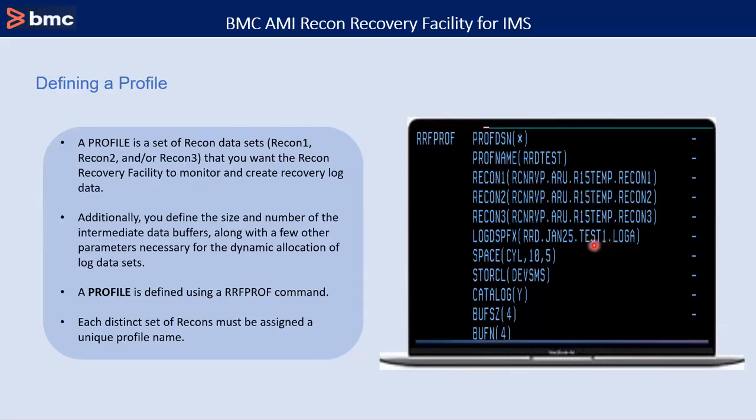And you specify the allocation parameters, the space. If you have any SMS parameters, you can specify it in the profile definition. And the last two parameters in that diagram are the buffer size and buffer number. The buffer size is that shared data buffer we looked at earlier. So you specify the size of it in megabytes. So when you say buffer size 4, it's 4 MB. And you are requesting 4 of those buffers.